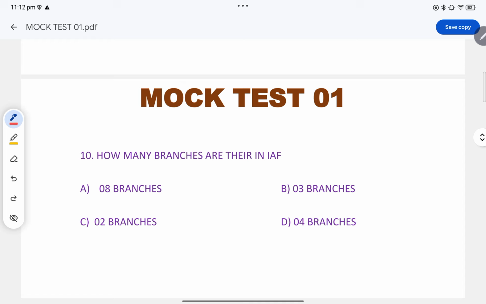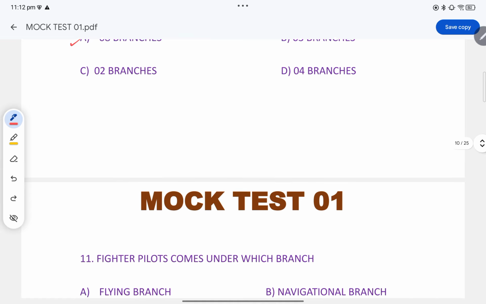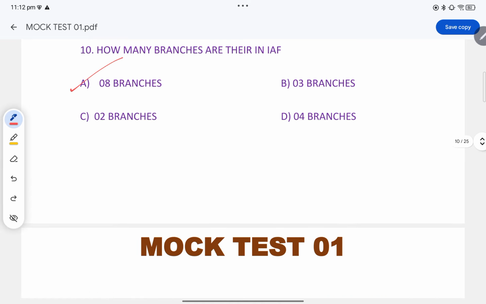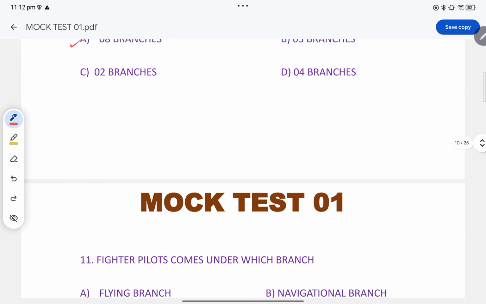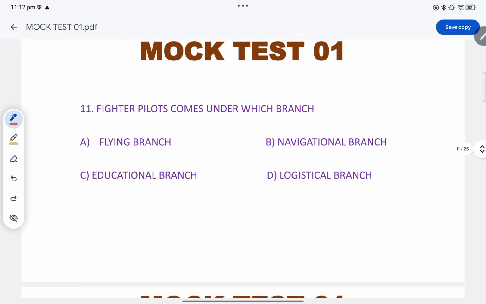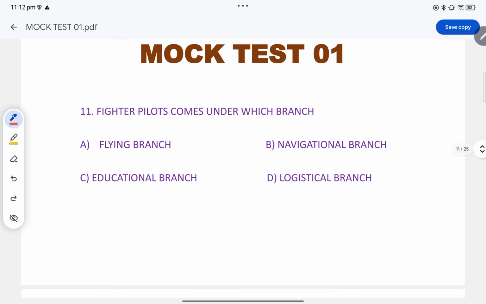How many branches are there in Indian Air Force? So I'll just count five and then I'll take the right answer. We have eight branches. Can anyone write down all the eight branches in the comment box and let me know? I'll see who does it best. After that, write down your name and your school name, so that I'll know which school cadets are joining and listening in this video.